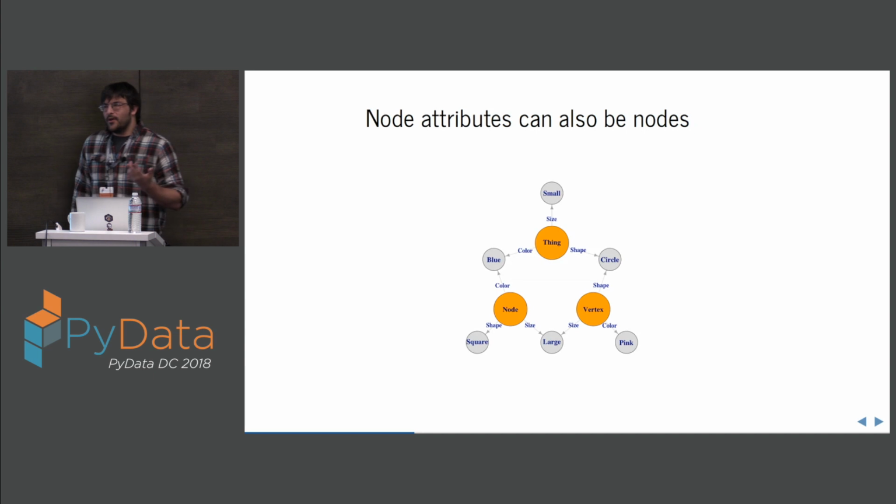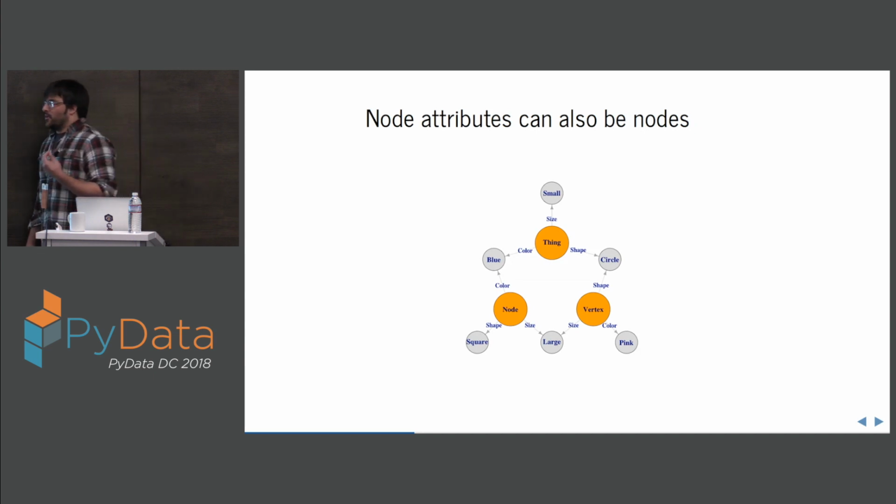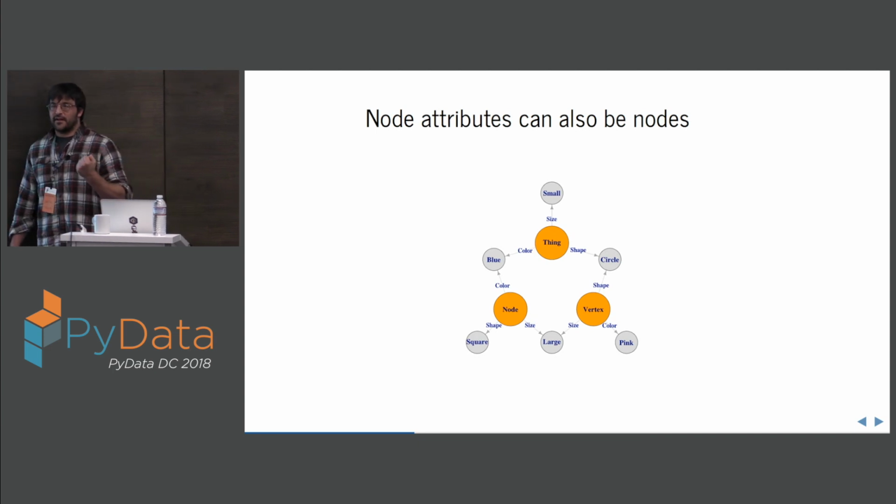Another cool thing about nodes and edges and node attributes is that a node attribute could actually be stored as its own node. Another way of calling this is a bipartite graph. If I have an attribute like a hair color, that hair color could actually be its own node.